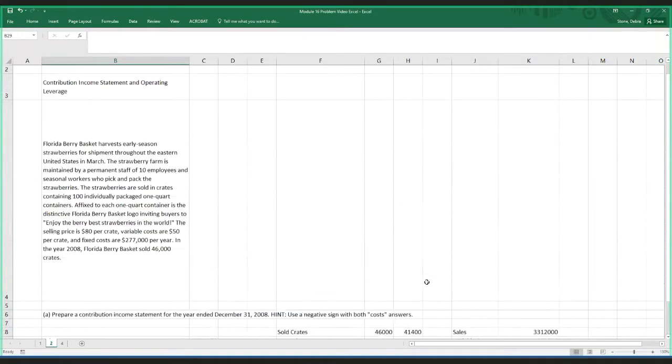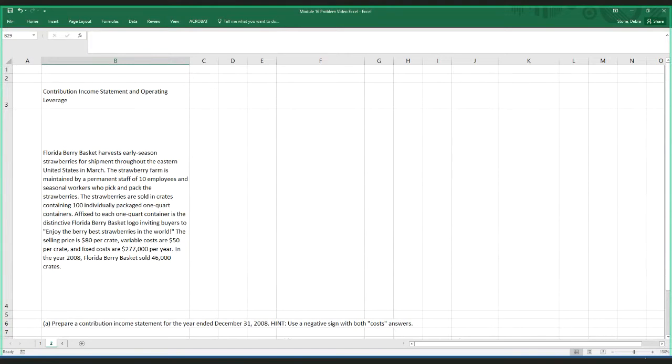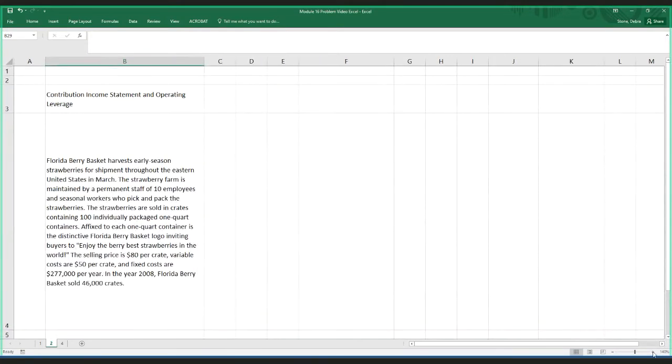It says the contribution income is what we're doing with leverage. So Florida Berry Basket harvests early strawberries for shipment through the states. The strawberry farm is maintained with staff and workers who pick and pack.